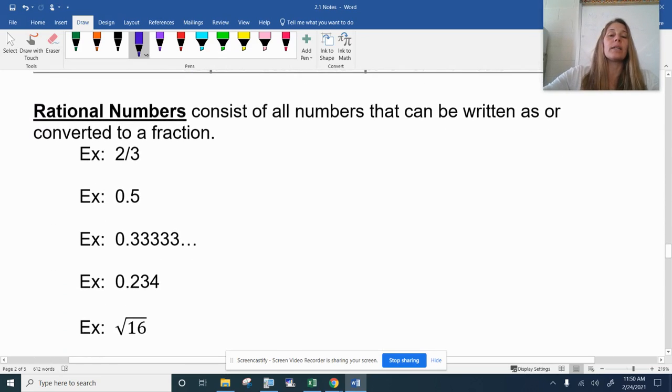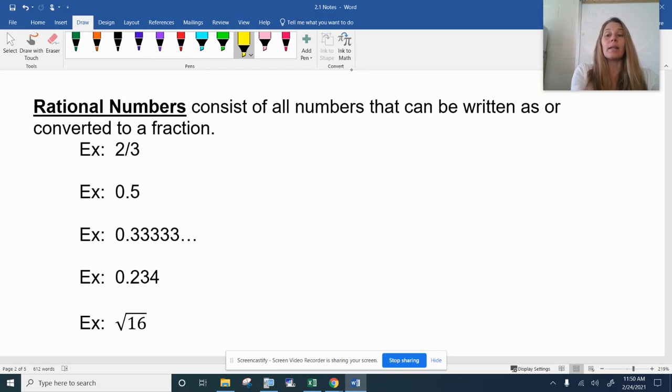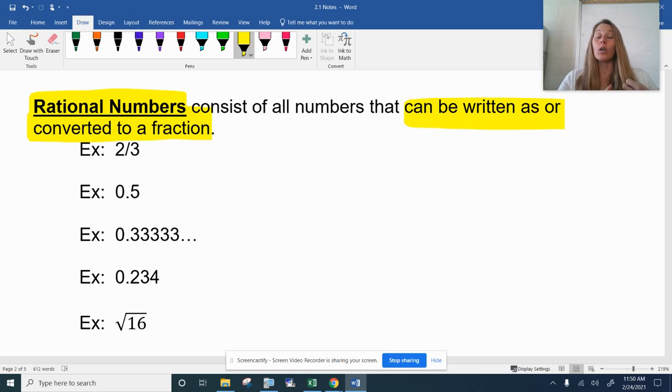Those 3 categories are pretty simple, but what really gets tricky is rational numbers versus irrational numbers. All of those numbers we talked about, the natural numbers, the whole numbers, the integers, are all considered to be rational numbers. Rational numbers consist of all numbers that can be written as or converted to a fraction. That's the official definition. All of your natural numbers, whole numbers, and integers can be written as a fraction by simply putting them over a 1. So they're all grouped into the rational numbers category.